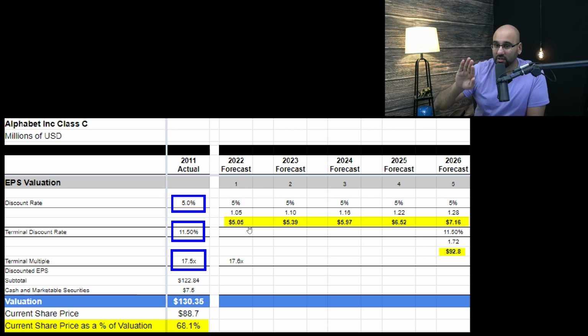You can actually build out the model for 100 years and you'll get to something similar, but you can just tack on a terminal multiple at the end, and then it just gets you to a subtotal amount, which is just the sum of these individual years plus the terminal value. And then of course to that I add any sort of excess cash and marketable securities.